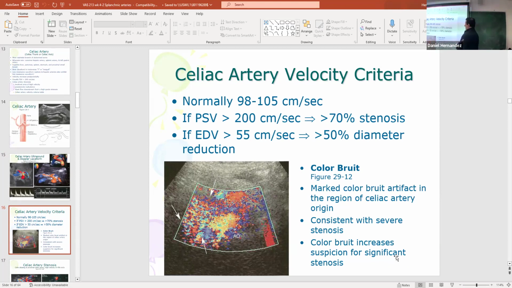So in terms of velocity criteria, I'm not too worried about end-diastolic velocities. What we're worried about is this peak systolic velocity, so greater than 200 centimeters per second. That's what the boards test you on. That's what I'm concerned about. So greater than 200 centimeters per second is considered stenotic.